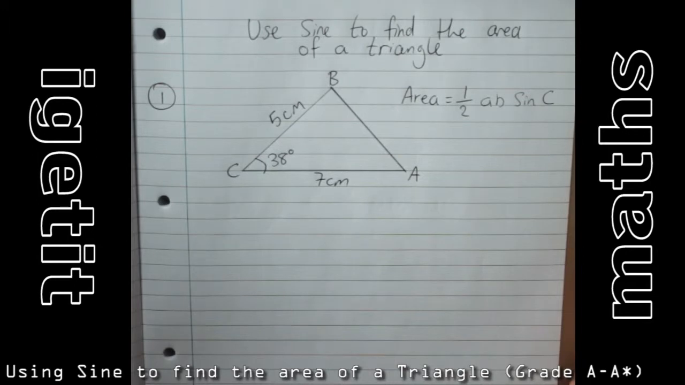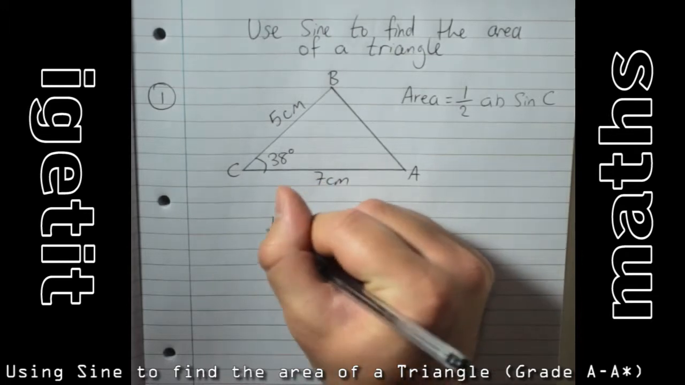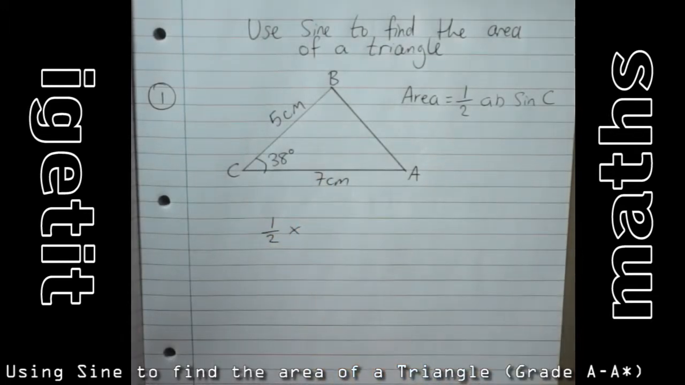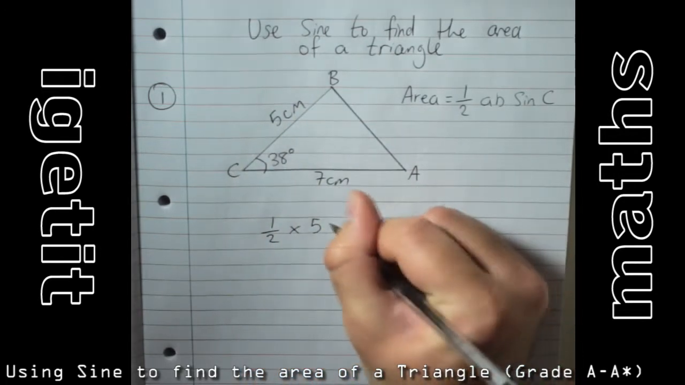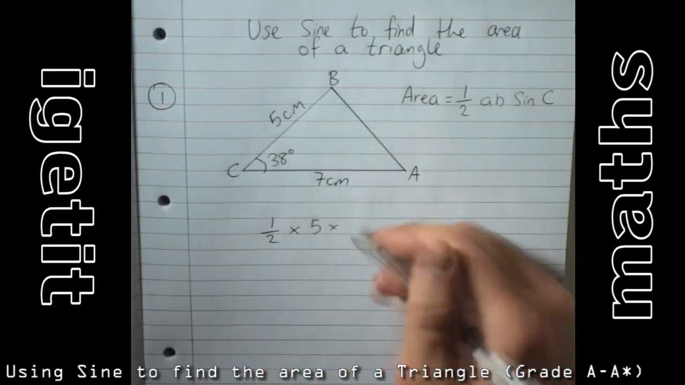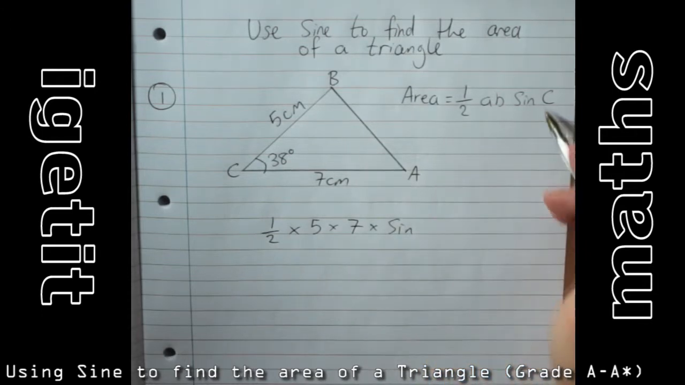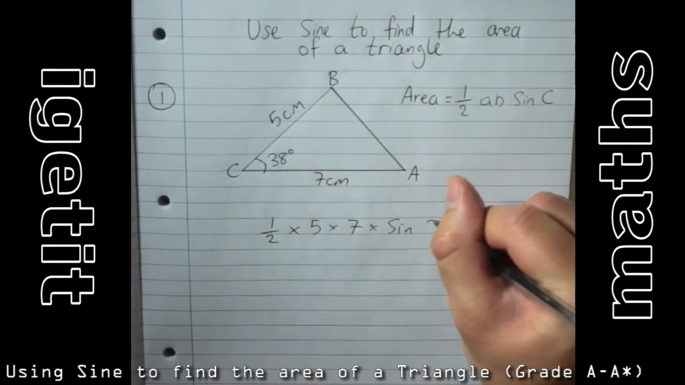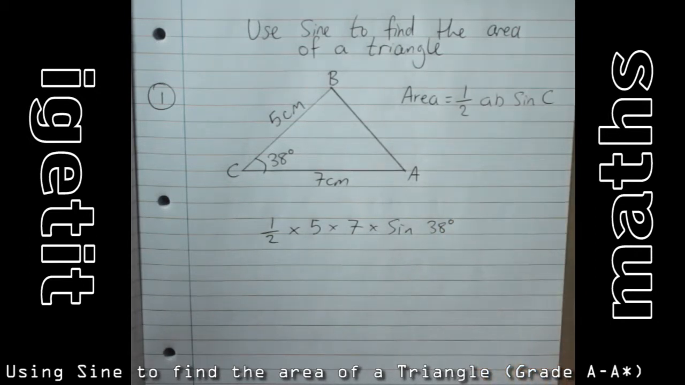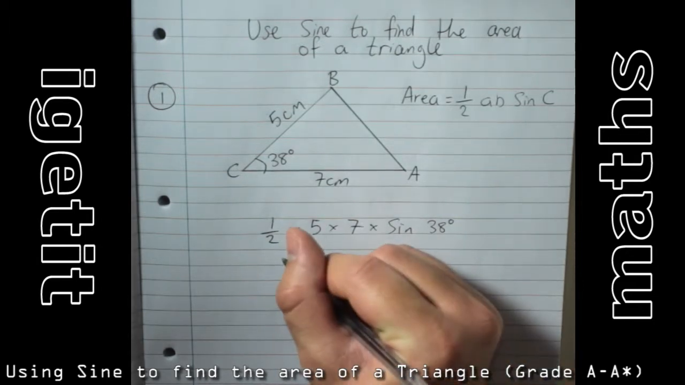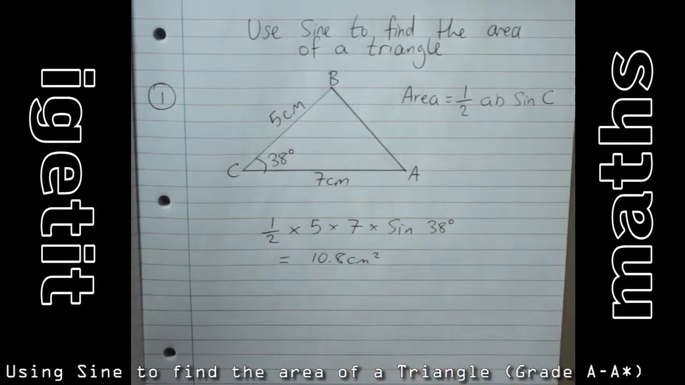So all we need to do to find the area is work out half times by side A, which we can call 5, times by side B, which is 7, times by sine of angle C, which is 38 degrees. Again, make sure your calculator is in degrees mode, and then when you work that out you get 10.8 centimeters squared. And that's pretty much it.